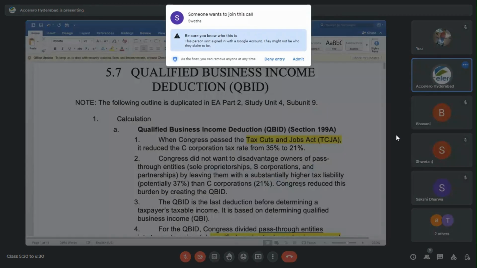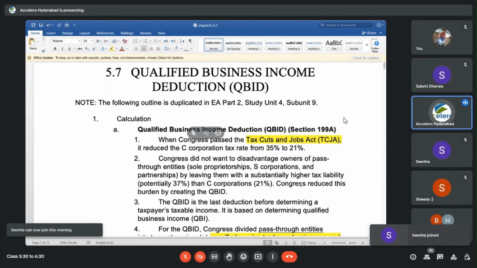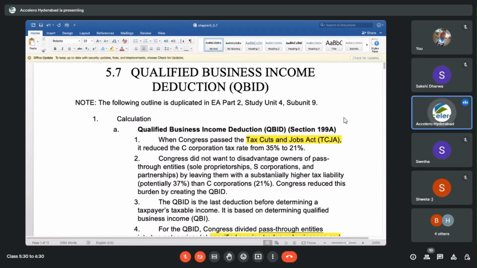Anything that goes under Schedule A, which is itemized deductions, or if you don't want to go for itemized deduction, just take a standard deduction. Now, below that, there is another line item which is called QBID, Qualified Business Income Deduction. There are only those two lines. So again, if you follow the structure, think about it.